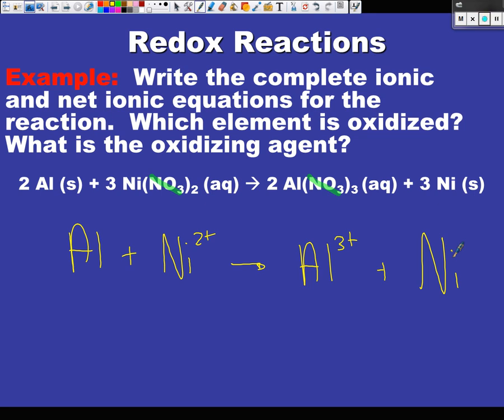If you simply balance for the atoms themselves, how many aluminums do you have? 1 each. As it's written, there's 1 on each side. How many nickels do you have on each side? 1 each. So guess what? Checked off. I'm good. I'm ready to go.